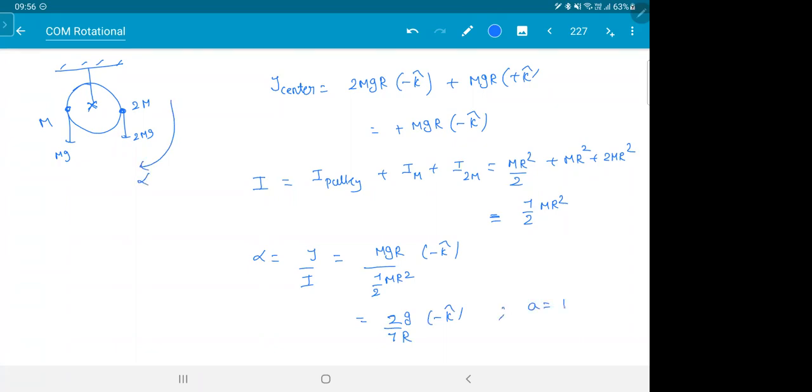And what is the acceleration? R alpha, 2g by 7. That is also easy to find. The 2m block is going down with acceleration R alpha, and the m block is going up with acceleration R alpha. So 2m is coming down with 2g by 7, and m is going up with 2g by 7. Does this make sense? Check out the steps. It is quite similar to the previous one, only now there are two masses. Total torque by total moment of inertia.